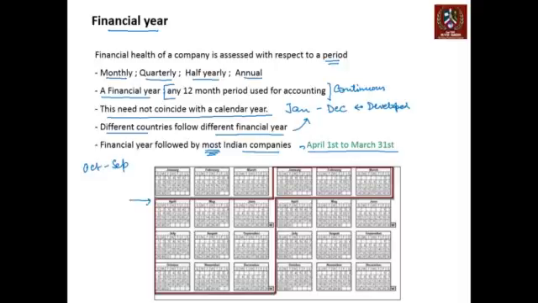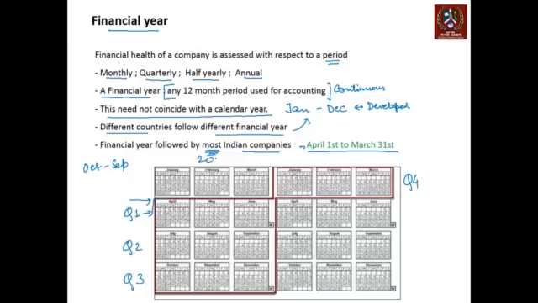In this calendar, you will see the year starts in April. So quarter one becomes April, May, June. Quarter two of the financial year becomes July, August, September. Quarter three of the financial year becomes October, November, December. And consequently, quarter four of the financial year becomes Jan, Feb, March of the next year, right?